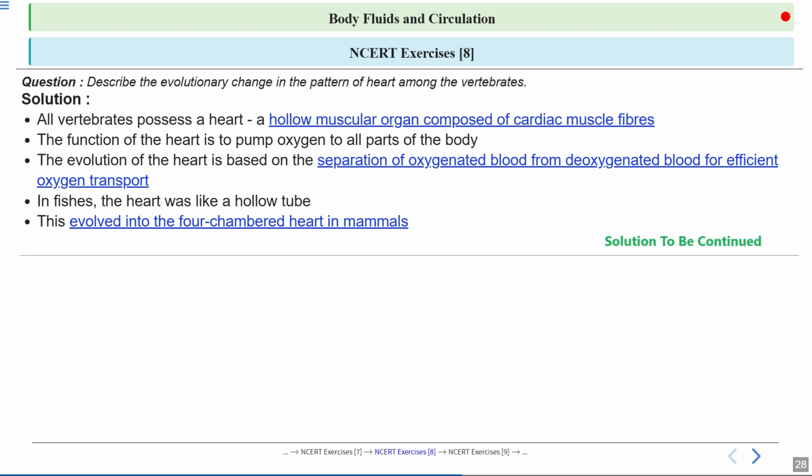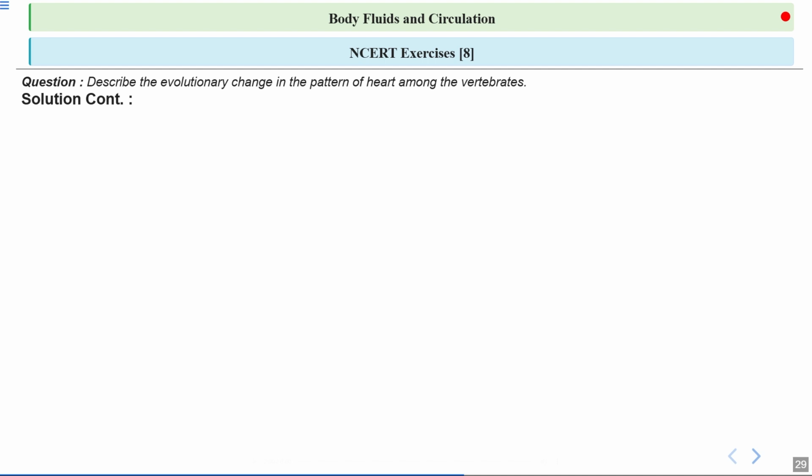Okay, let's continue with the discussion in the next slide. Let's talk about the Piscean heart, meaning the heart which is present in the fishes. So this is a starting point for understanding how the vertebrate heart has evolved.